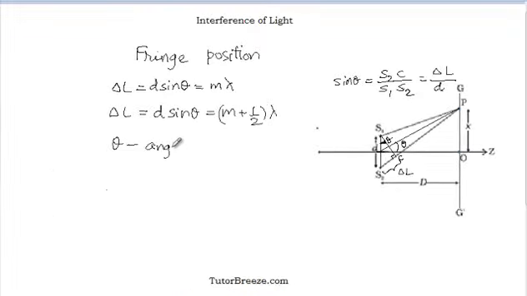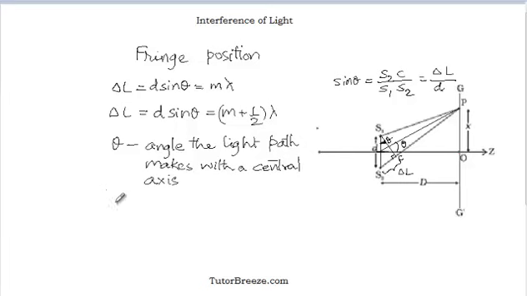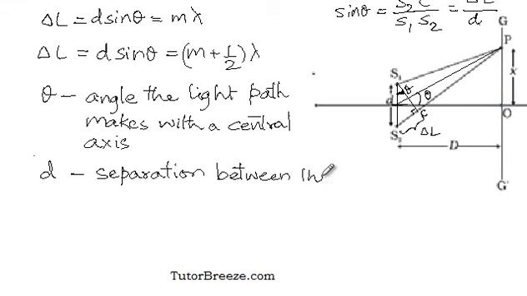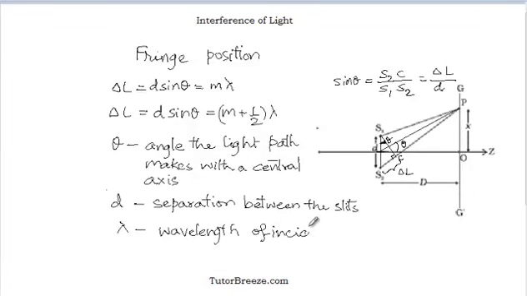If you note theta over here, what is theta? Theta is the angle the light path, or the direction of the incident light, makes with the central axis, and d, which we have used, is the separation between the slits S1 and S2, and lambda is the wavelength of the incident light.